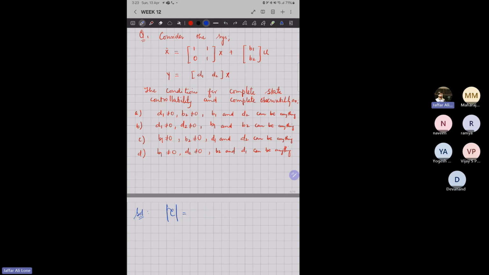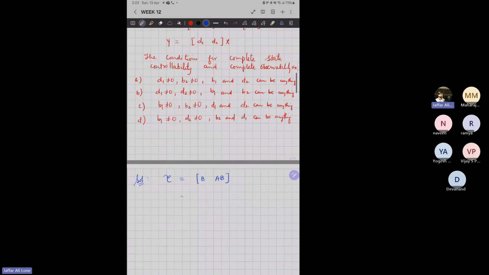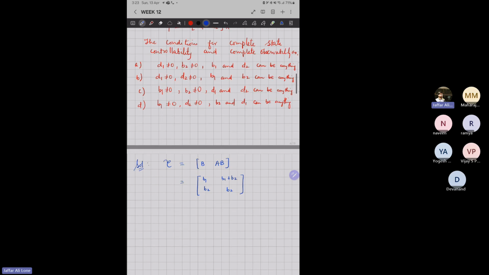Let me solve for controllability, then you'll get an idea for observability. My controllability matrix should be B and AB, because it's a 2 by 2 system. Only two terms will be there. My B is B1 and B2, and my AB, when you solve it, you'll get B1 plus B2, and this will be B2. If anybody has any questions, please stop me and ask. So this is my controllability matrix.